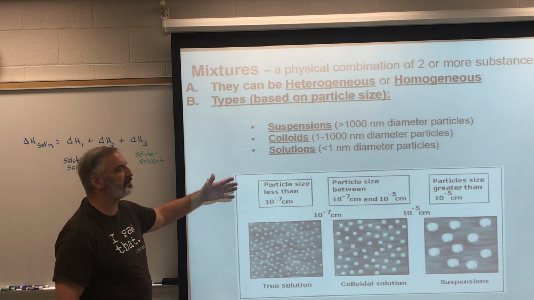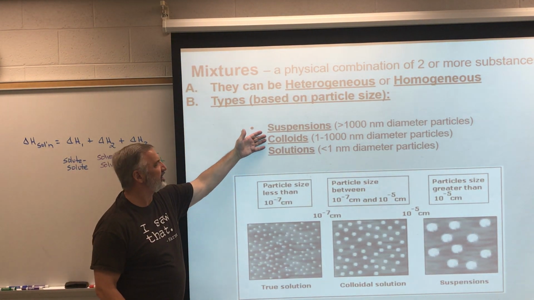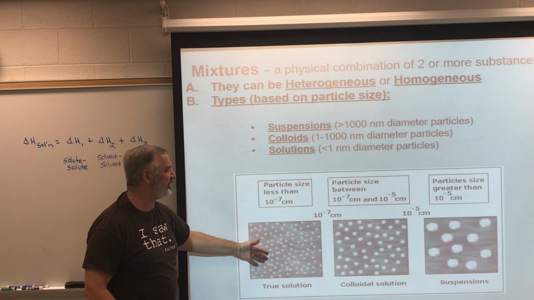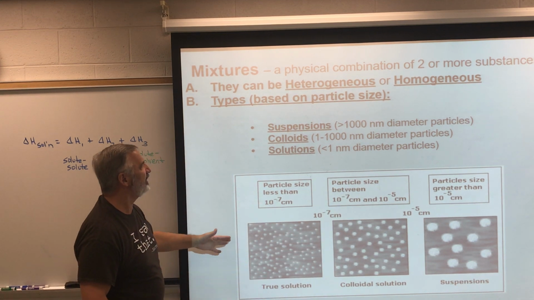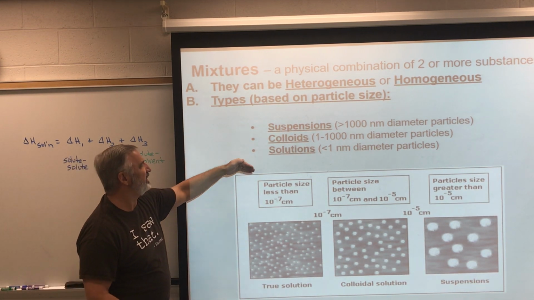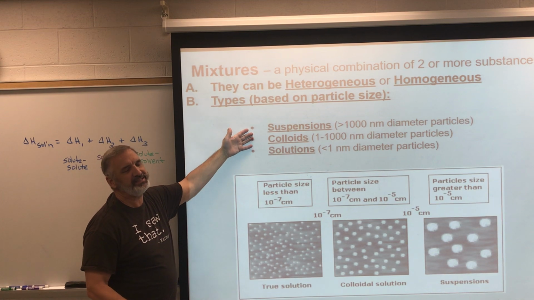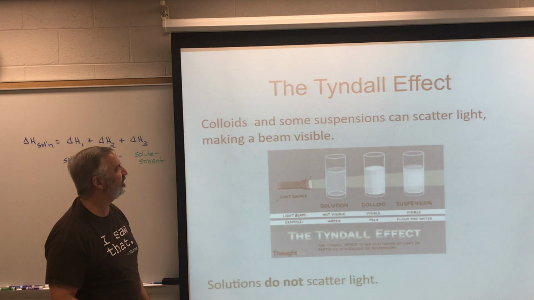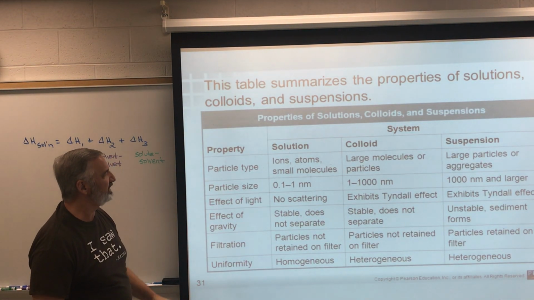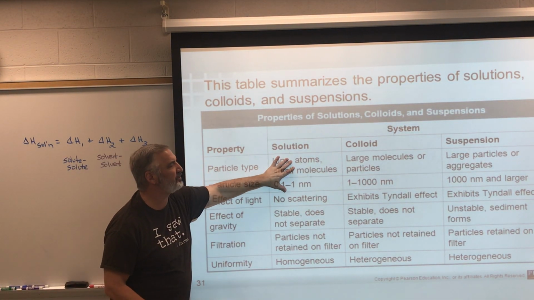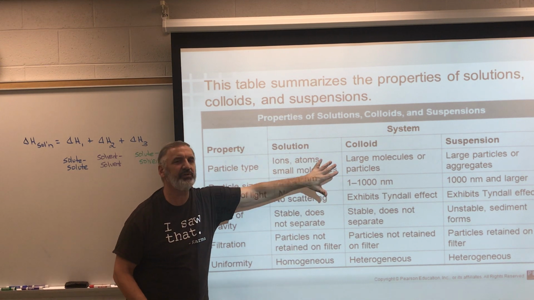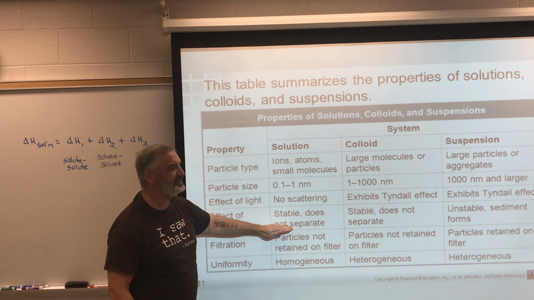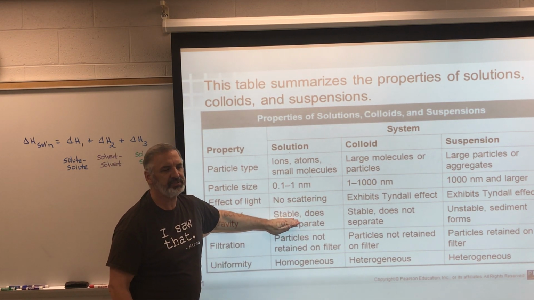And we found that there were 3 types of mixtures: a solution, a colloid, and a suspension. It's all based upon the size of the solute particle. It's not easy to tell the difference between a suspension and colloid, but a solution is pretty obvious. If we go down here to this table, we can see the different characteristics of a solution, a colloid, and a suspension. The biggest thing here is the effect of gravity. It does not separate. In other words, a solute particle is not going to settle out.